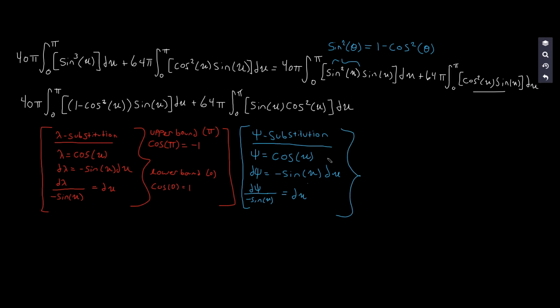Then we'll evaluate this at its upper bound in a similar fashion to where we did previously. The upper bound here is also pi, so this is going to be cosine of pi. Cosine of pi equals -1. And then the lower bound, which is 0. This is gonna be cosine of 0, and that's gonna equal 1.